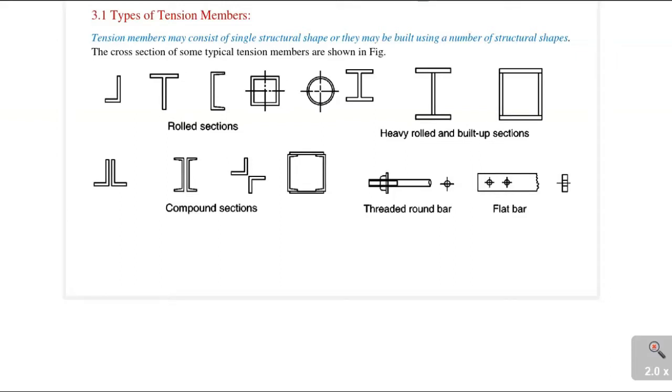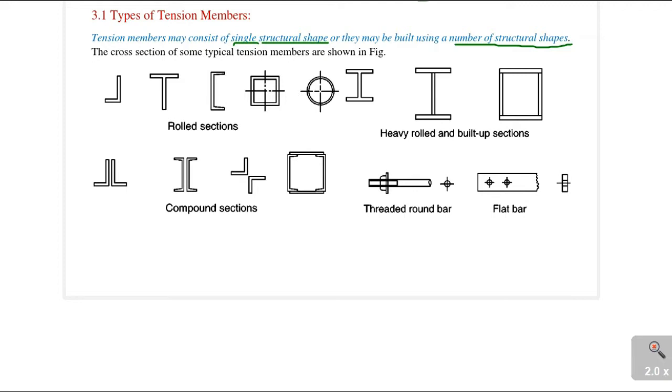In this video, we are going to see the different types of tension members, different types of shapes or cross sections of the tension members. These tension members may consist of a single structural shape, or they may be built using a number of structural shapes.